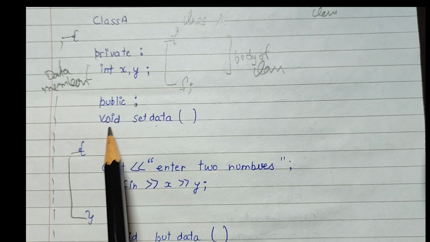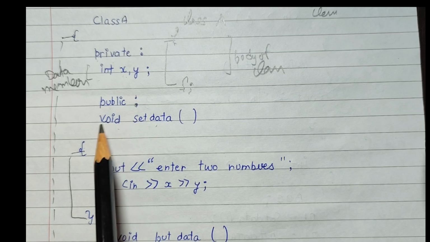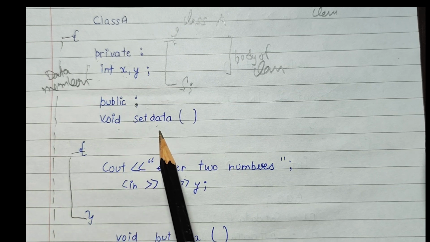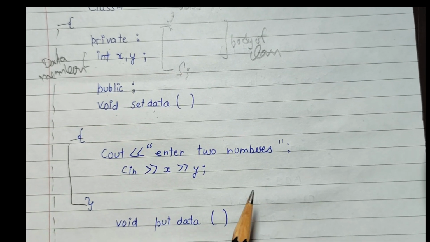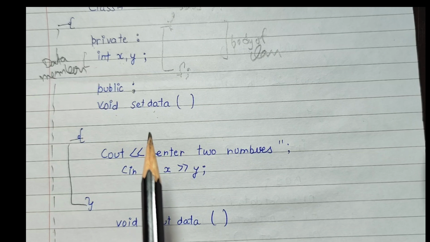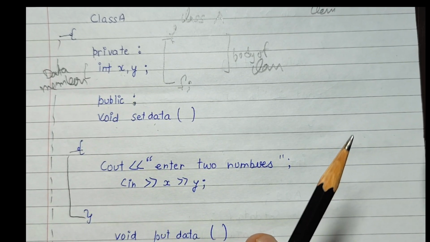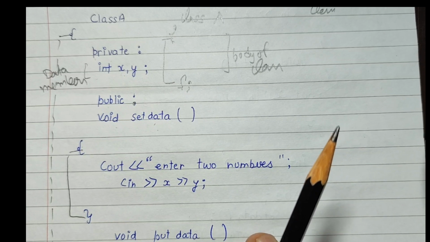But the member functions that you declare in the public section, you can access these member functions anywhere in the whole program. You can access these member functions set data and put data inside the class as well as outside the class. That is the main difference between the private and public access specifier.